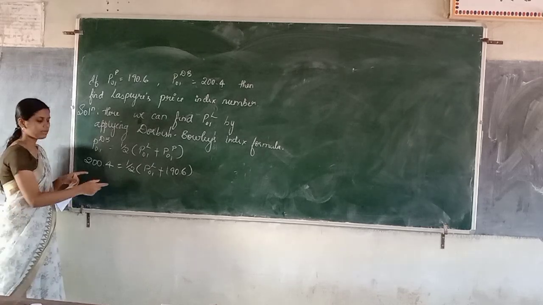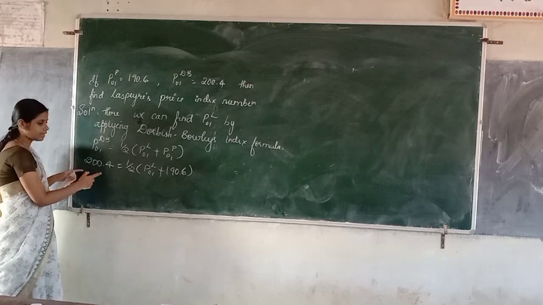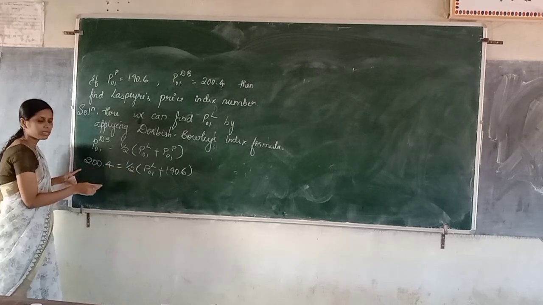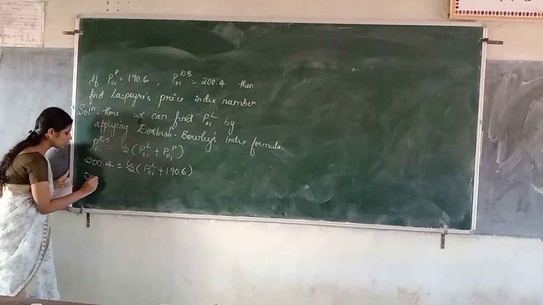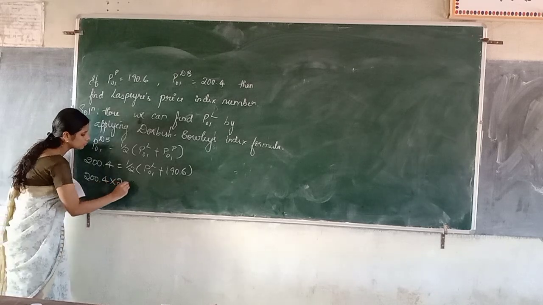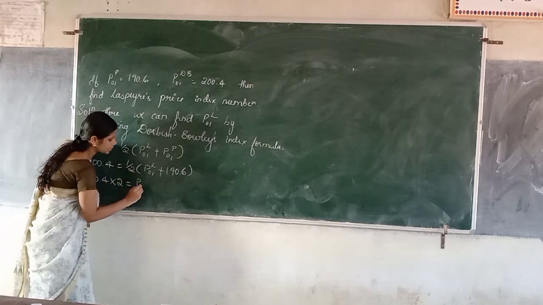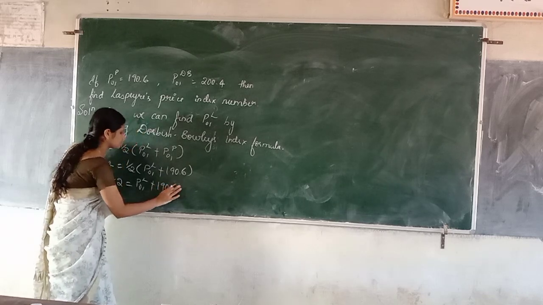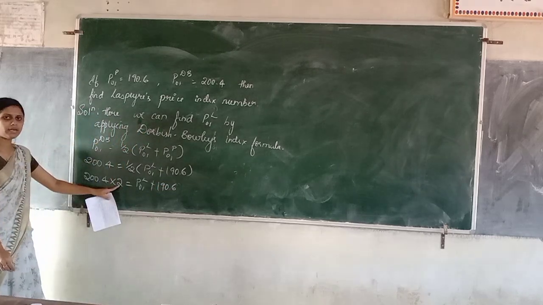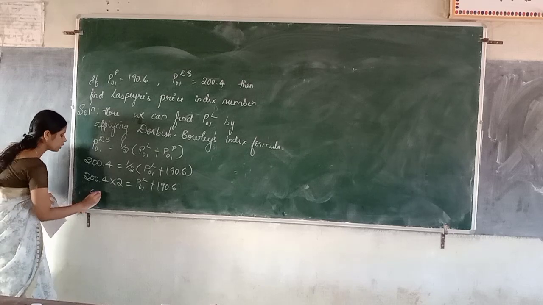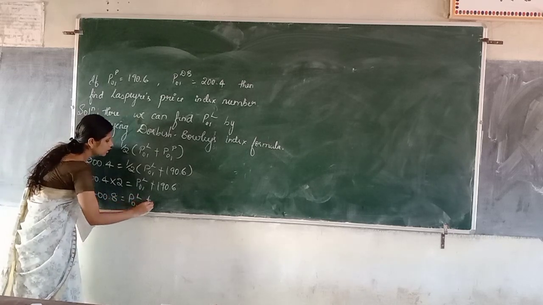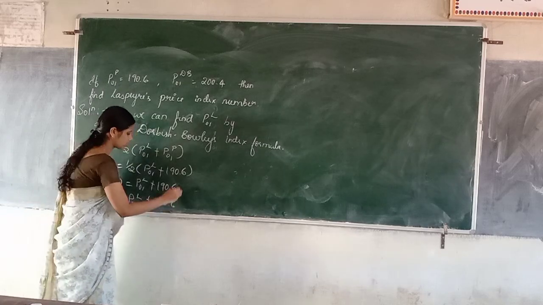Now first of all, we will carry this half to the left hand side. When you carry this divided by 2 to the left hand side, it will become into 2. So 200.4 into 2 is equal to last year's price index number plus 190.6. Now when you multiply 200.4 into 2, it will be 400.8, which is equal to last year's price index number plus 190.6.